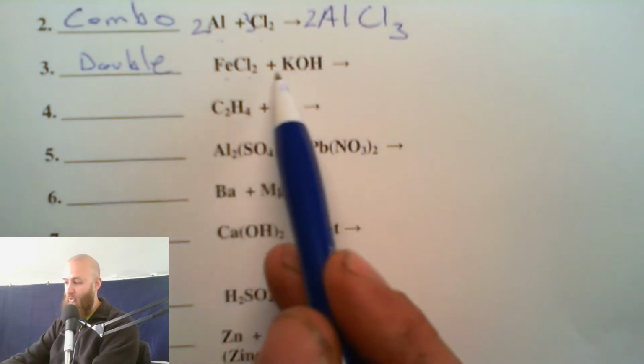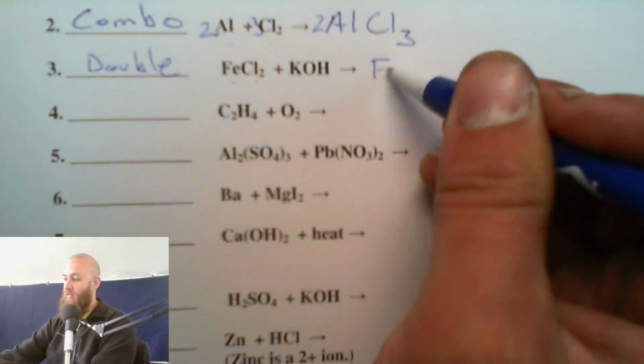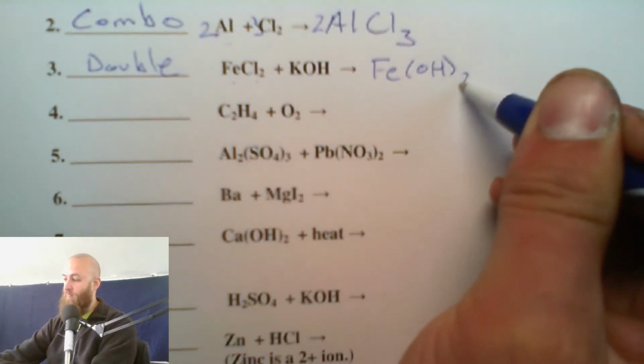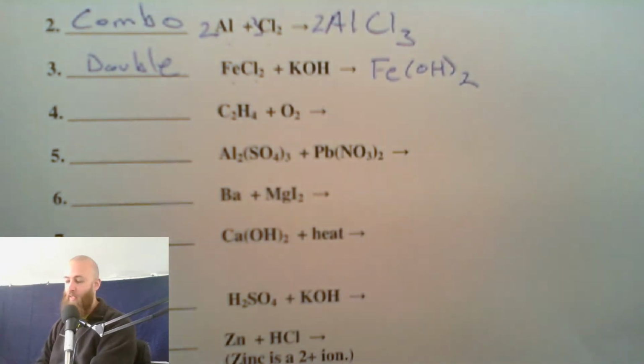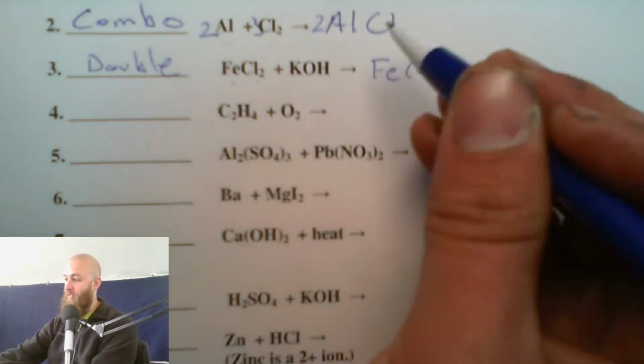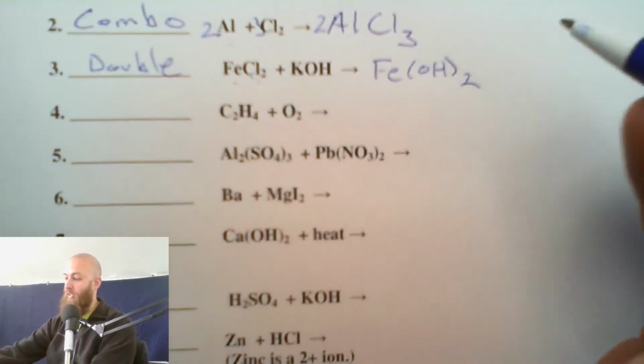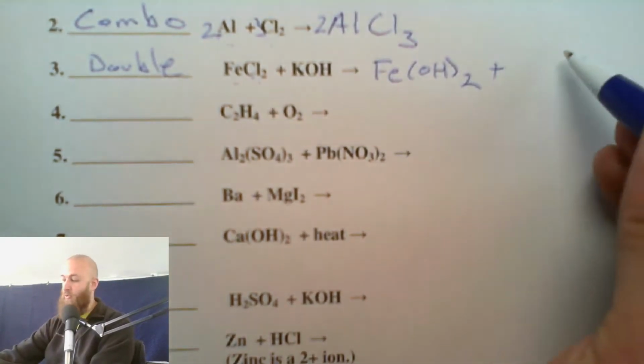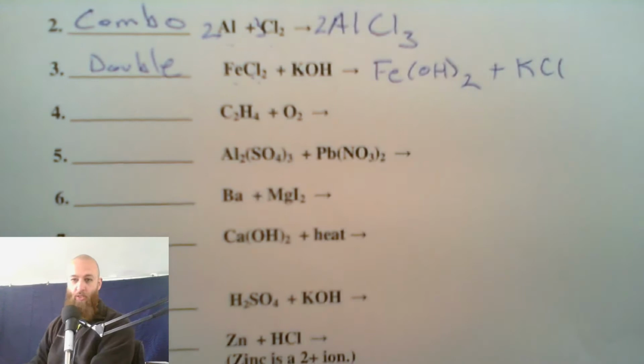Iron 2 is going to be with hydroxide. So you got to do the crisscross here. Okay. That's for the first product. The other product is the crisscross between potassium and chlorine. It's a +1 and a -1, so you only need one of each. And then you're going to go back and balance everything.